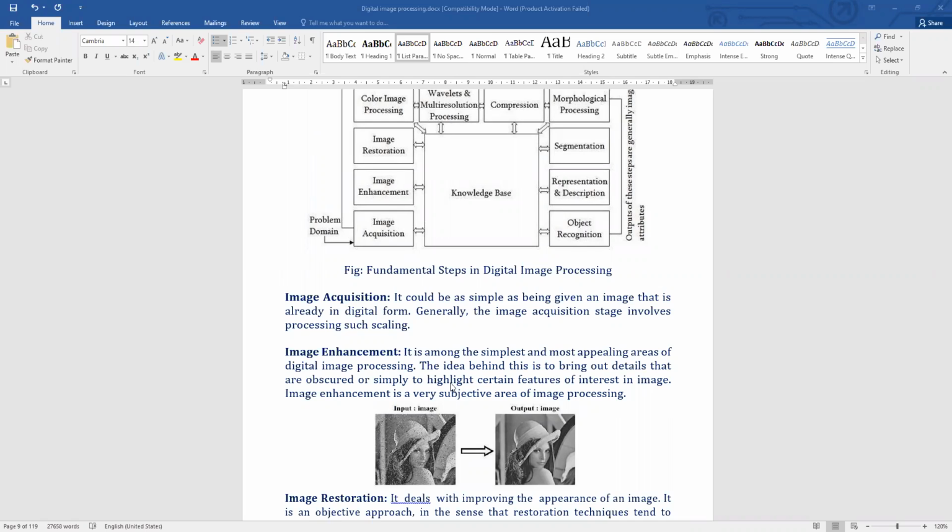We are simply highlighting a certain feature. कोई certain features को हम highlight करना चाहते हैं. That is known as image enhancement. It's a very subjective area of image processing. Fine. Next is image restoration.